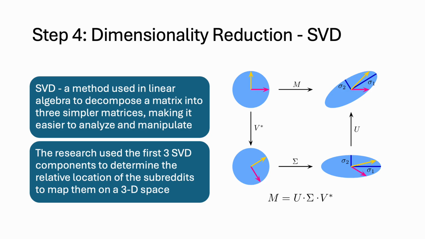In step four, the researchers use singular value decomposition, or SVD, to reduce the dimensions. And they basically use the first three SVD components to determine and map the subreddits on a 3D space.